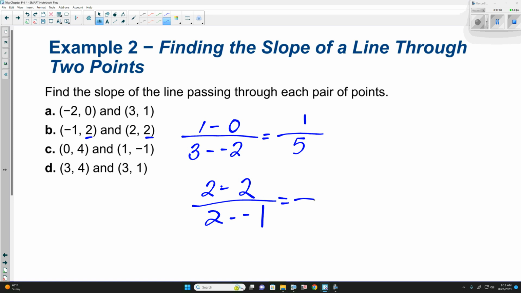But even looking at this, what's the numerator going to be? 2 minus 2, 0. Well, if the numerator is 0, the whole thing's going to be 0. The denominator is 3, and 0 over 3 is 0. That's fine, because we can have 0 divided by a number. We just can't have a number divided by 0. 0 can't be in the bottom.